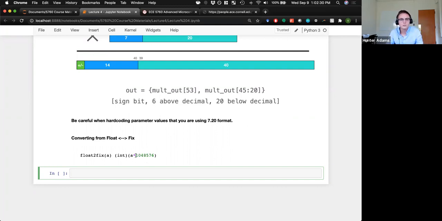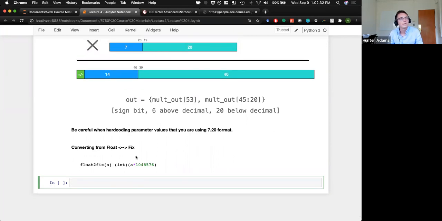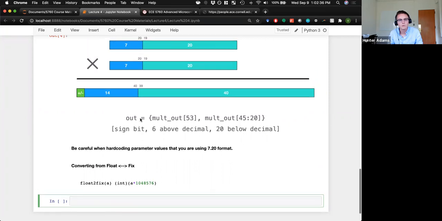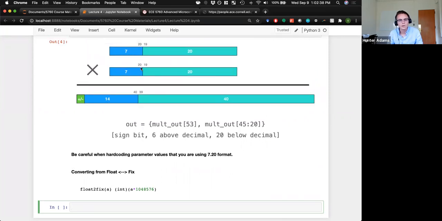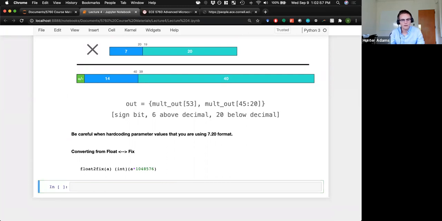It's not. It has to do with, if you think about the number 1 in 7.20 format, which means that there's a 1 at bit number 20. Think about what that number equals if you're not assuming fixed 20 format, which is to say, if that bit were actually the least significant bit, as it usually is, and that number will make a lot more sense.